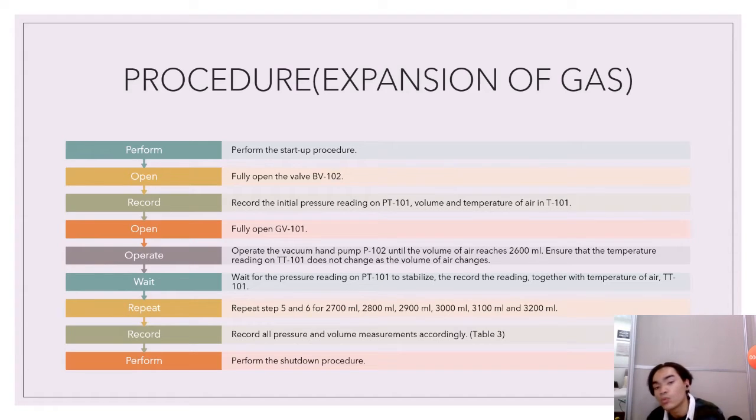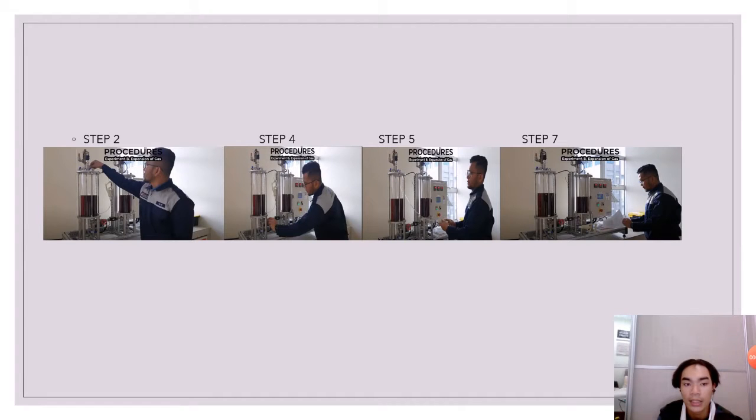Next is the experiment on the expansion of gas. We have to perform the startup procedure, open valve BV102, and record the initial pressure. Then we have to fully open GV101 and operate the vacuum hand pump P102 until the volume of air reaches 2.6 liter. Then we have to wait for the pressure reading to stabilize. Then we have to repeat with a different set of volumes, record, and then perform the shutdown procedure. This is the better way to look at the procedure.